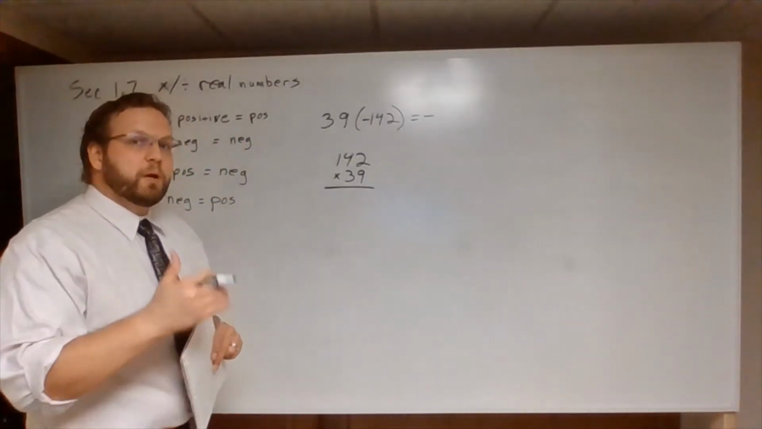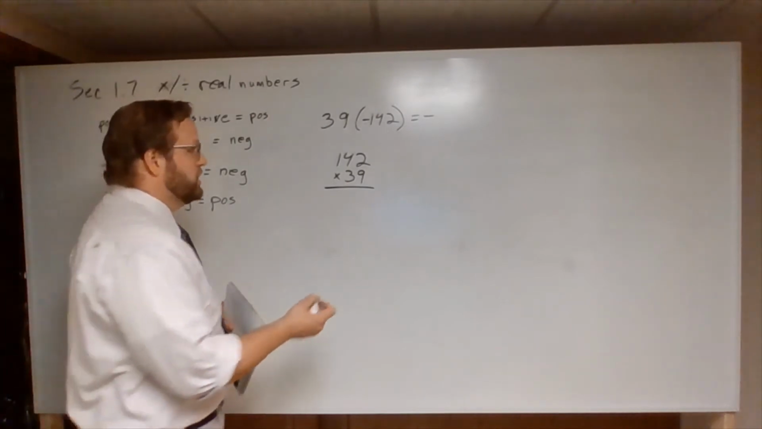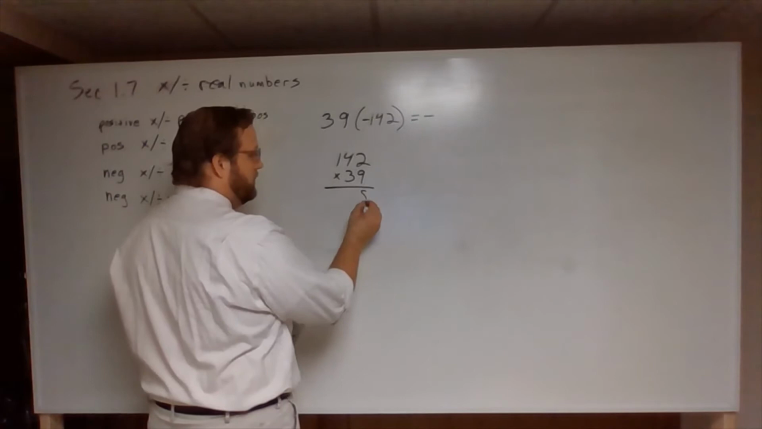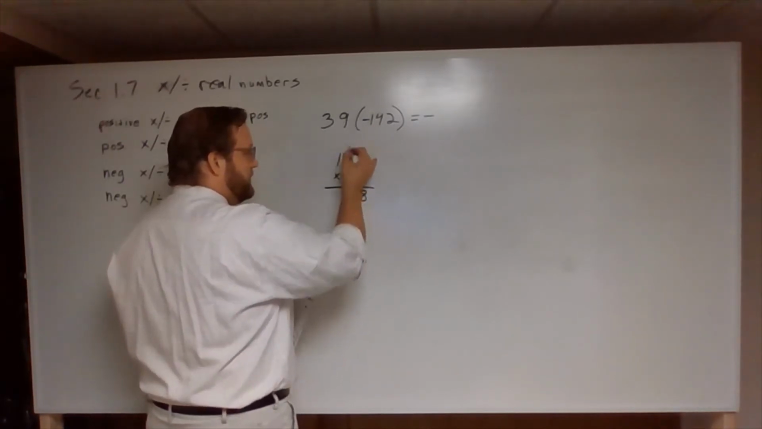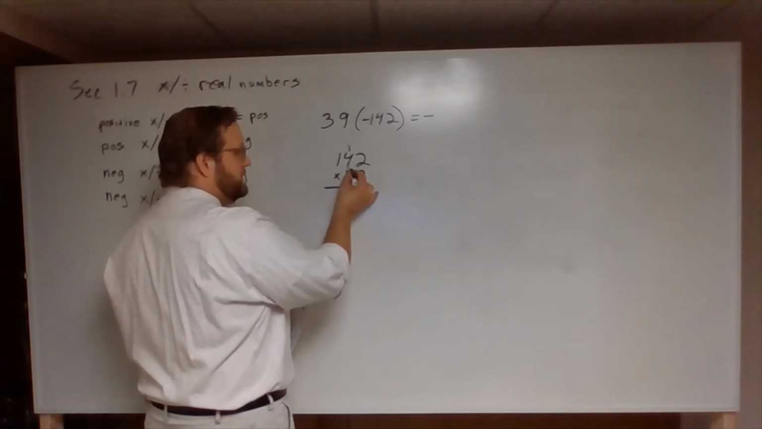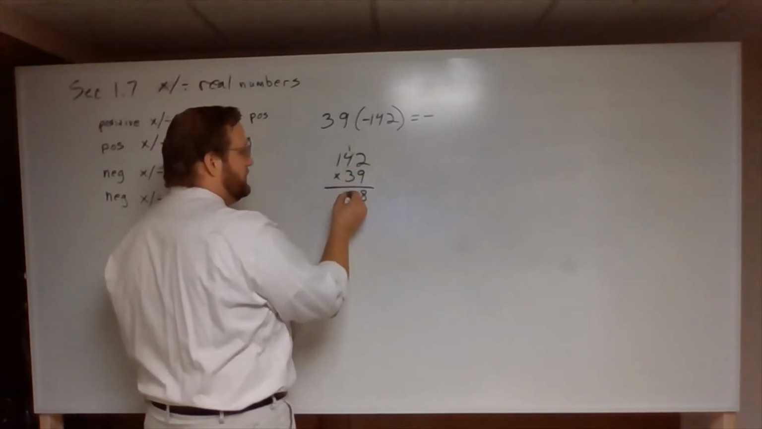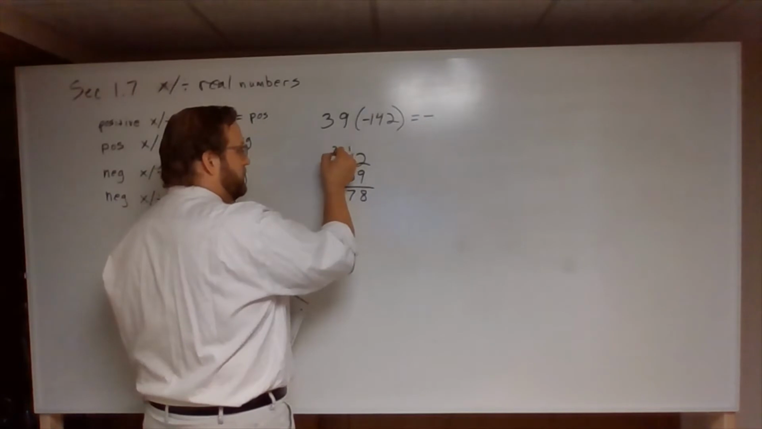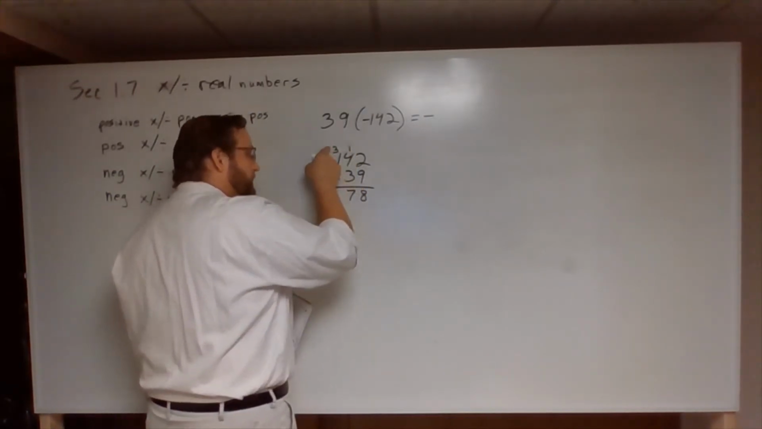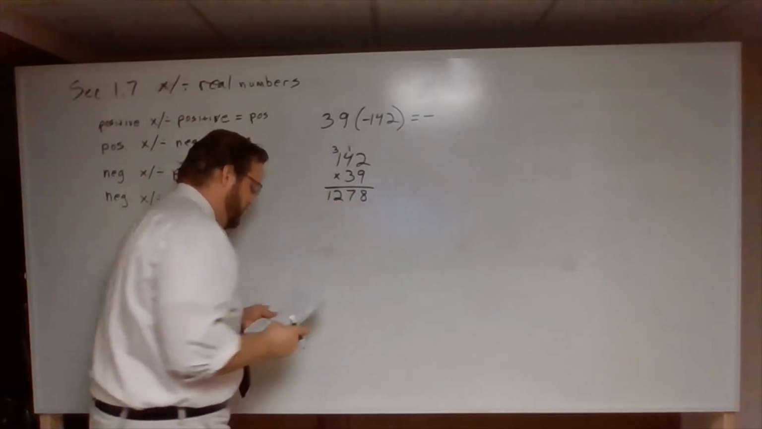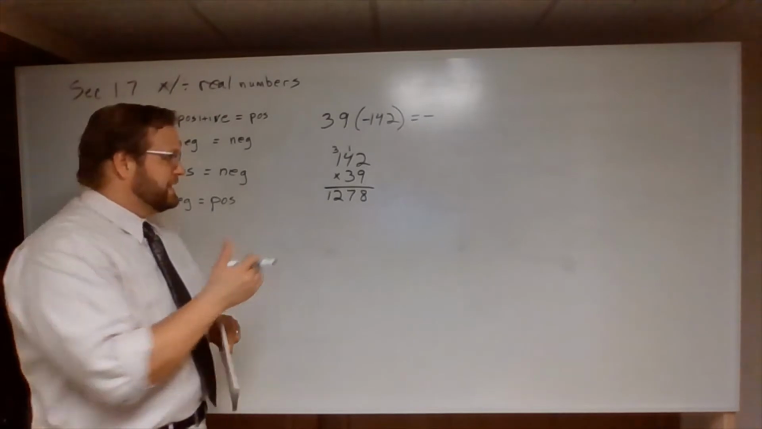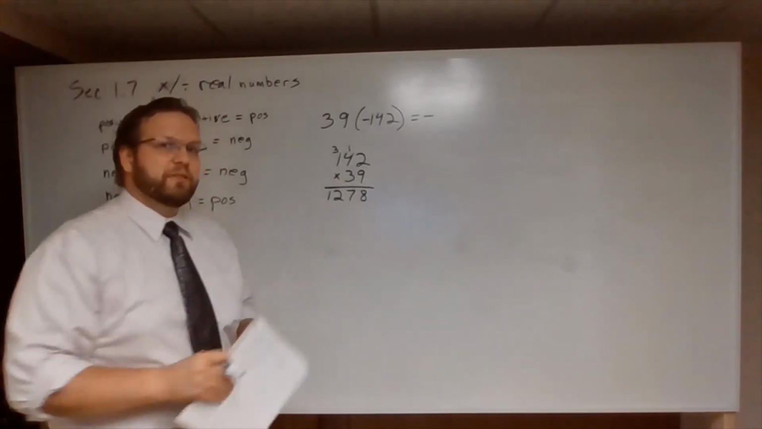Okay, and then I go through the process. I'm just going to multiply one digit at a time. So I'm going to go with this 9. 9 times 2 is 18. I carry that 1. 9 times 4 is 36, plus 1 is 37. Carry the 3. 9 times 1 is 9, plus 3 is 12.